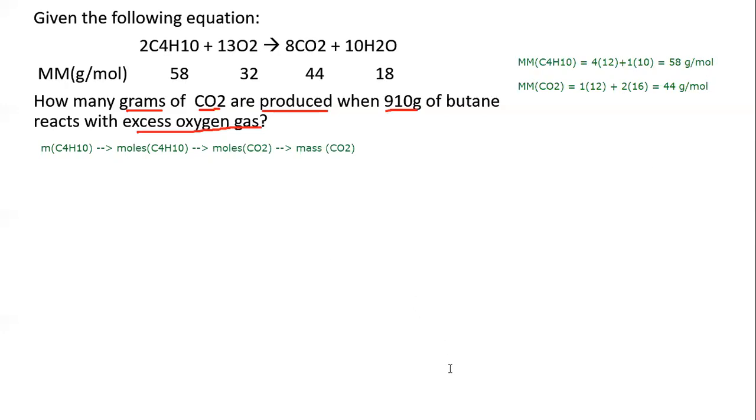So now we'll go ahead and get started with our train track. So step 1, we're going to convert mass of butane into moles of butane. So again, to go from mass to moles, we need to divide by the molar mass.